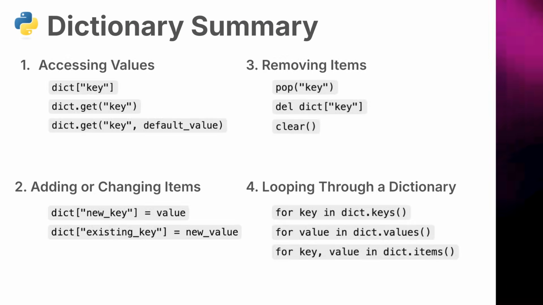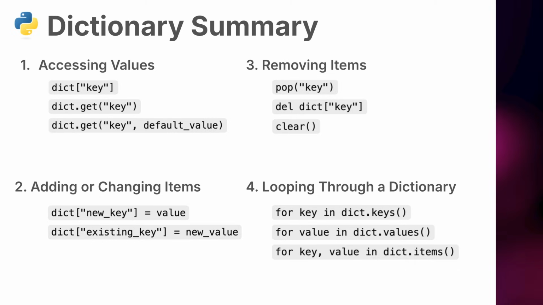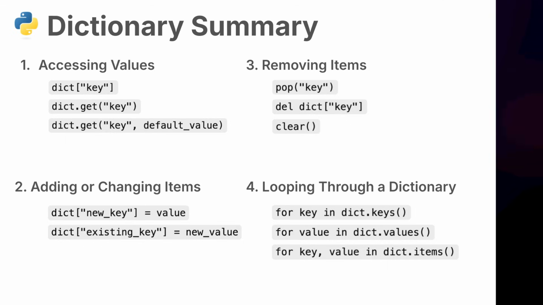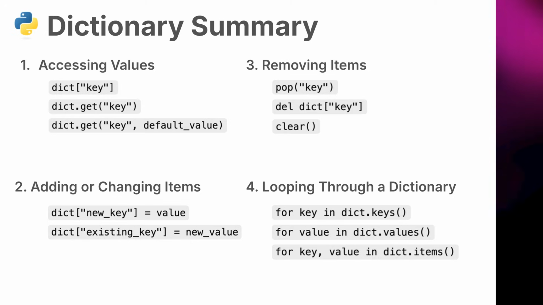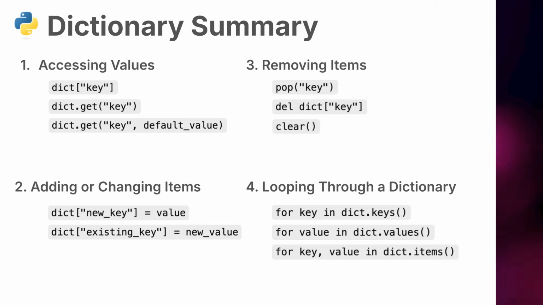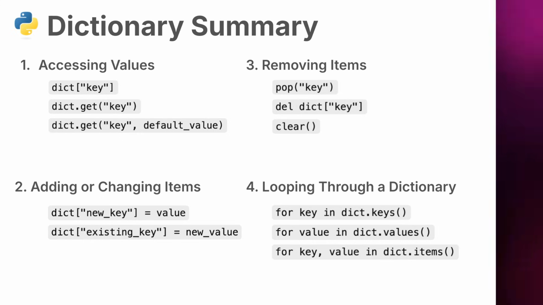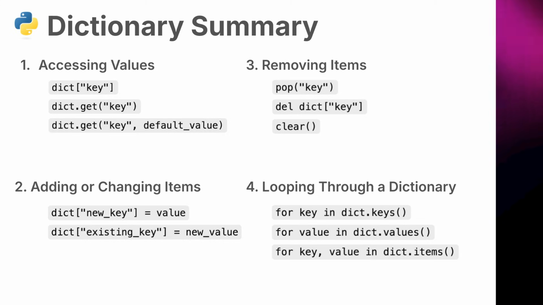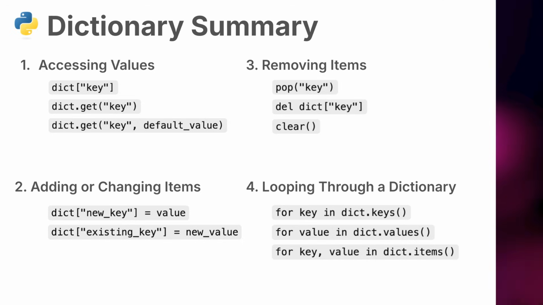This is the summary of the dictionary. We covered these things. One, accessing values. Get values by using the key directly or safely with get. Using get helps avoid errors if the key doesn't exist. Two, adding or changing items. You can add a new key value pair or update an existing one using the same syntax. Three, removing items. Use pop to remove a specific item. Use del to delete a key value pair. Use clear to remove all items in the dictionary.